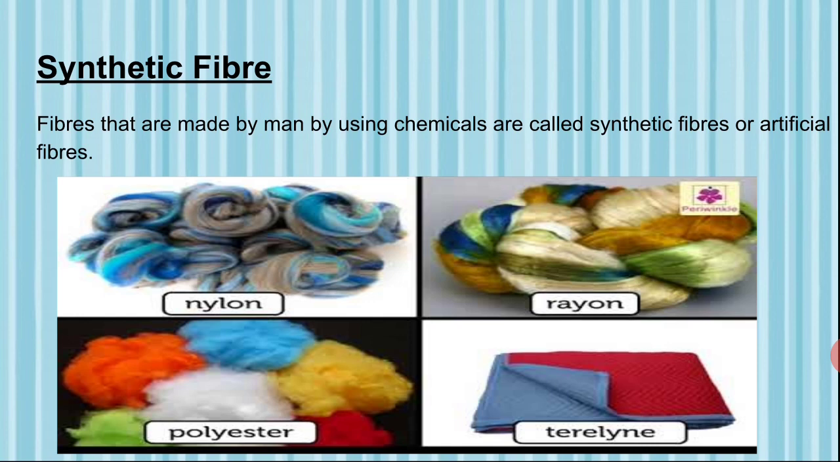Synthetic fibers are man-made. Man makes these types of fibers from chemicals. Okay, students, like nylon, rayon, polyester, terylene. Those are the examples of that. Your jackets, students, were made from that. That is also an example of synthetic fiber. Your socks are also. Okay, those fibers are made by men by using chemicals only.